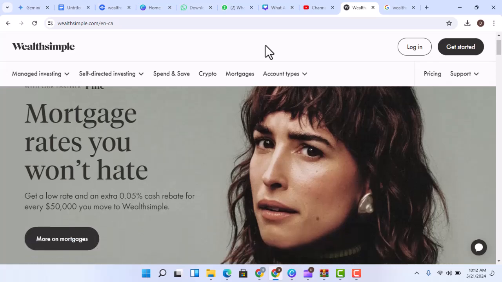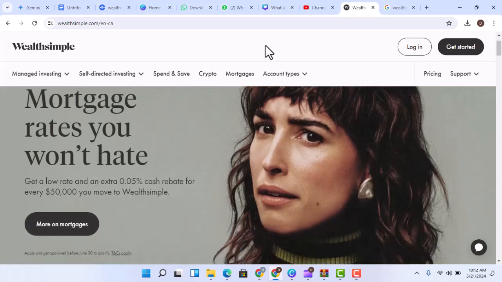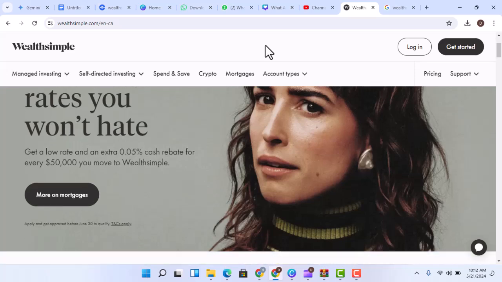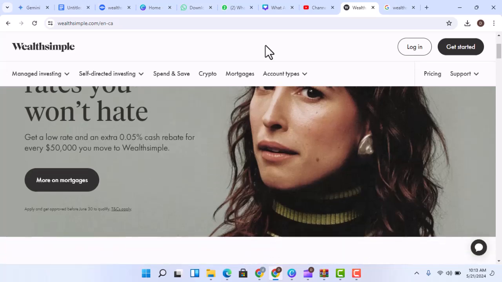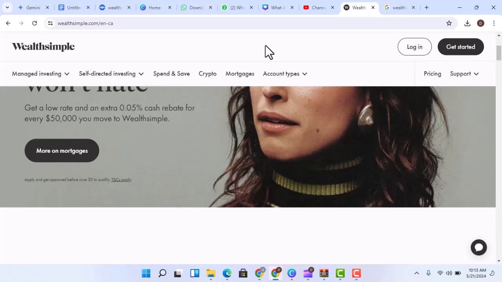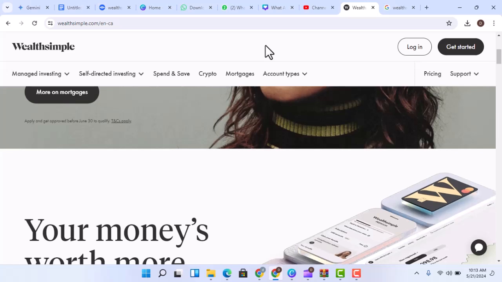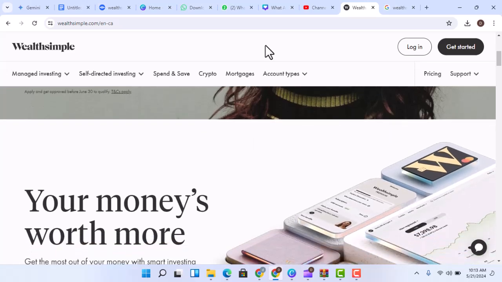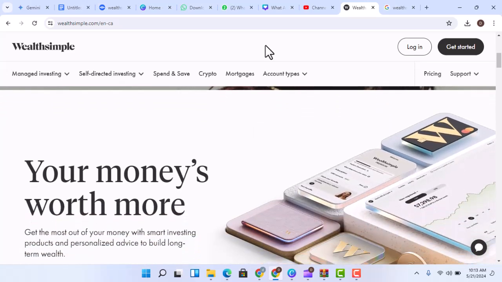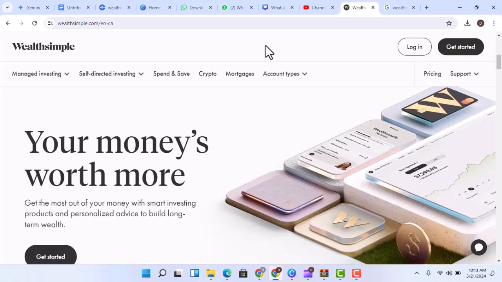Conclusion. While Wealthsimple doesn't directly support USDC trading, you can still indirectly invest in USDC by buying it on another platform and transferring it to your Wealthsimple account. If you're looking for a secure and user-friendly platform to invest in both traditional assets and cryptocurrencies, Wealthsimple is a great option.